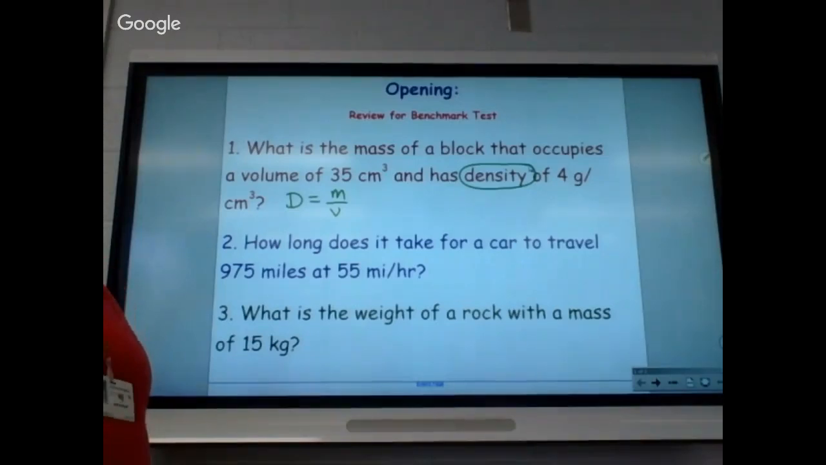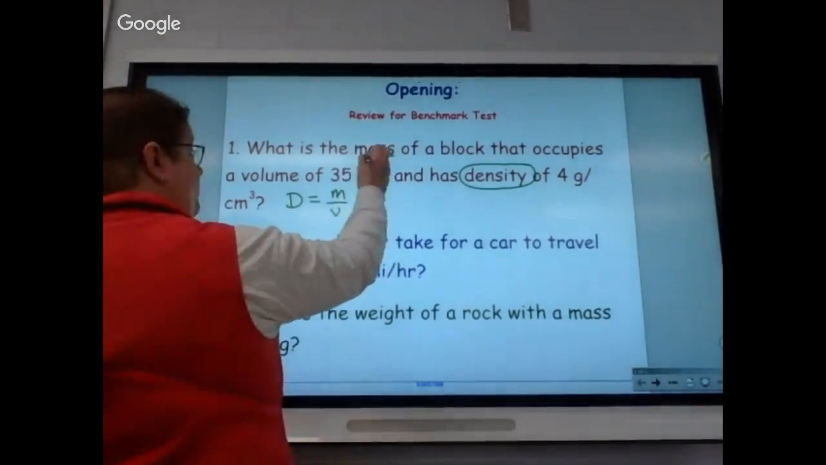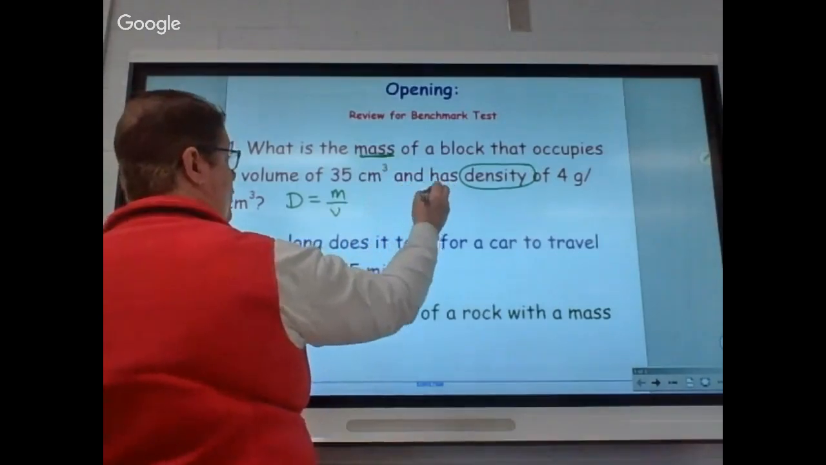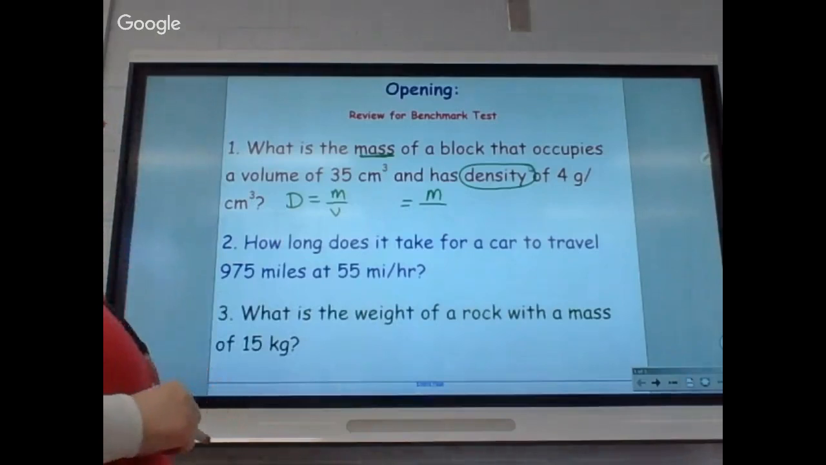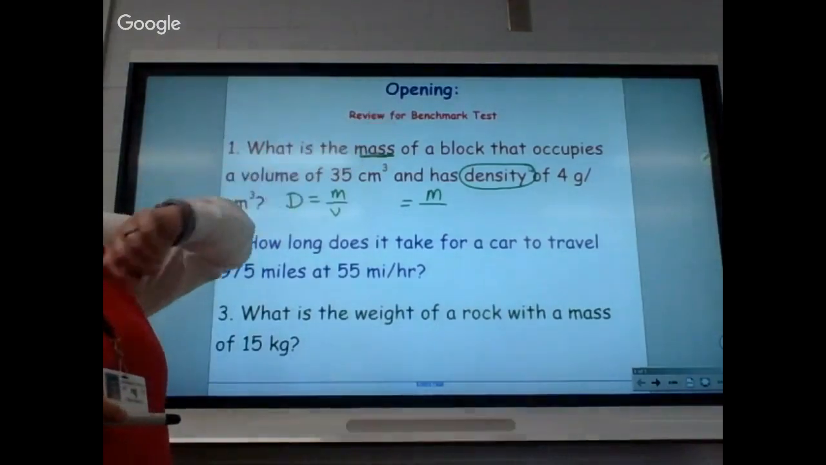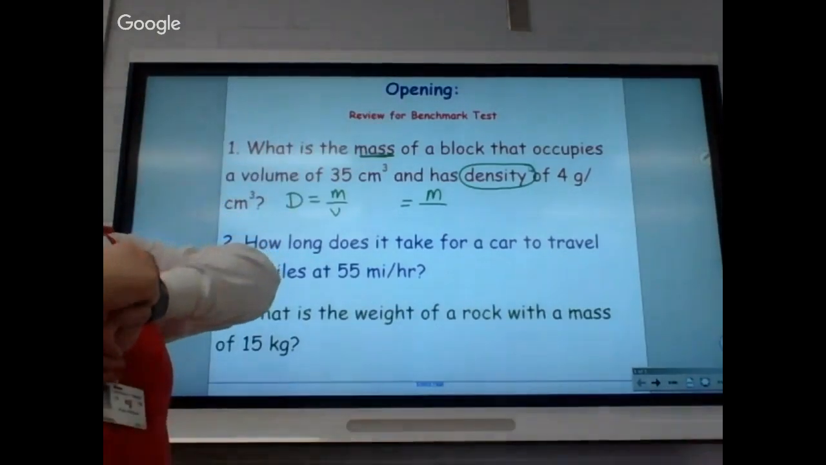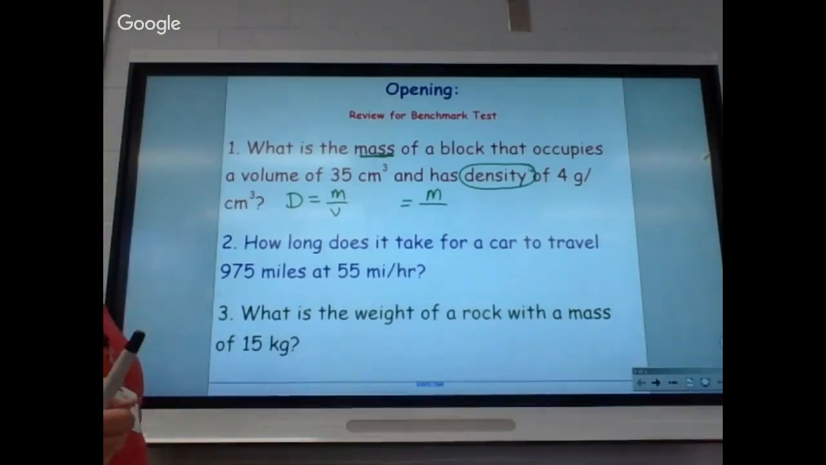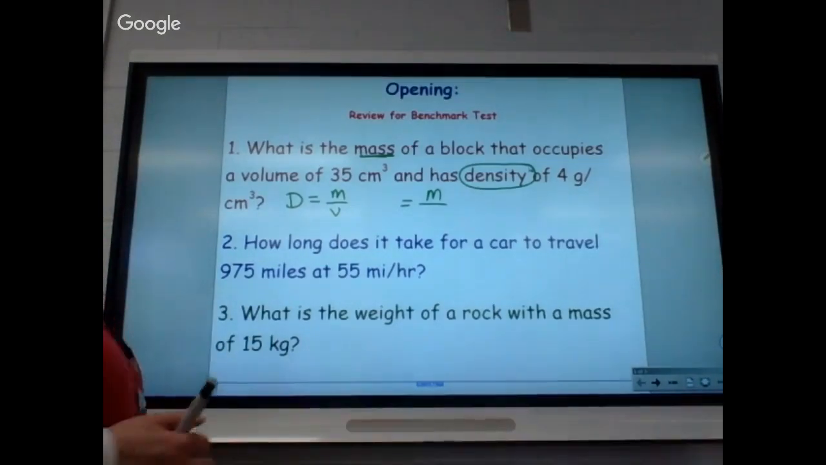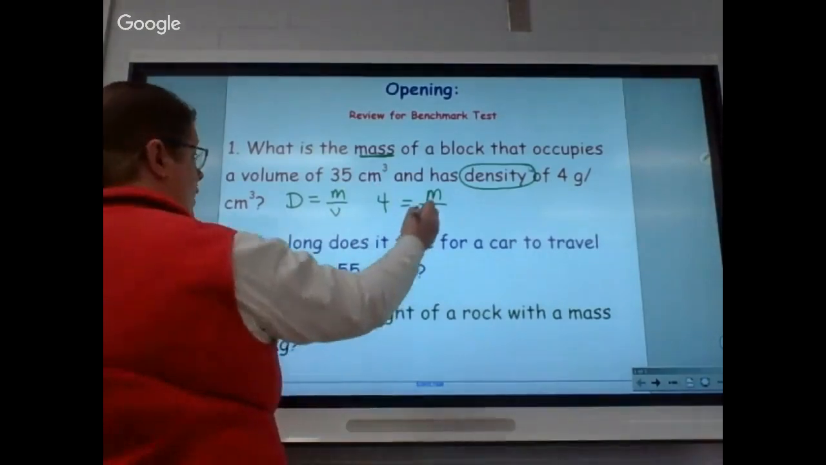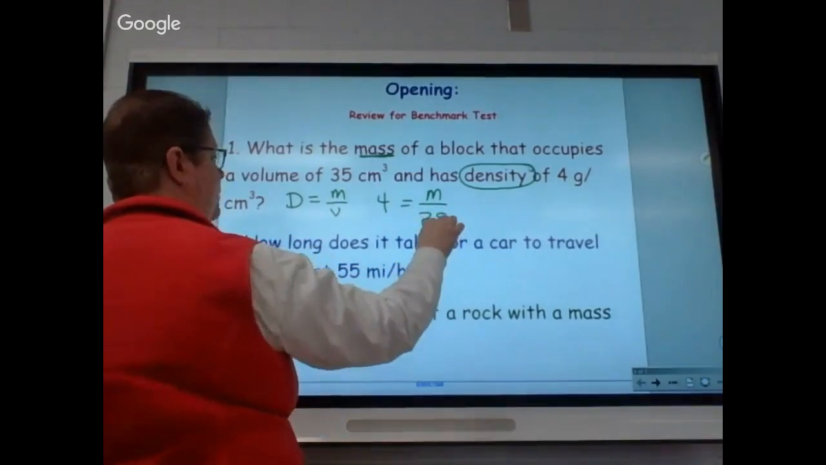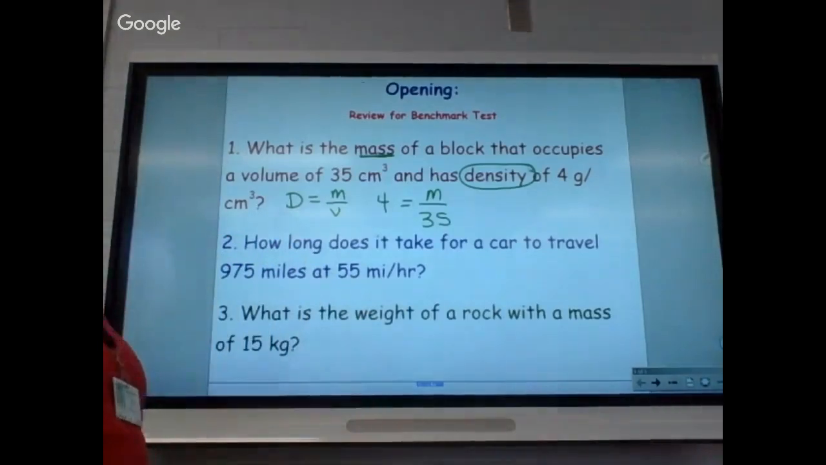All right. So we want to find mass. So we're looking for M, which means we've got to have D and V. What's our density according to this question? Can you tell me that? 4 grams. Okay, so we're going to put 4 there. And what's the volume? Okay. So if we know that, how do we go about finding our mass?